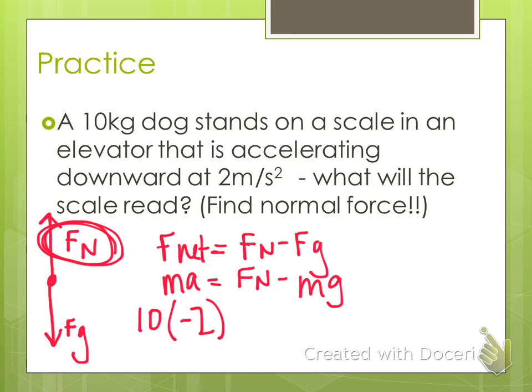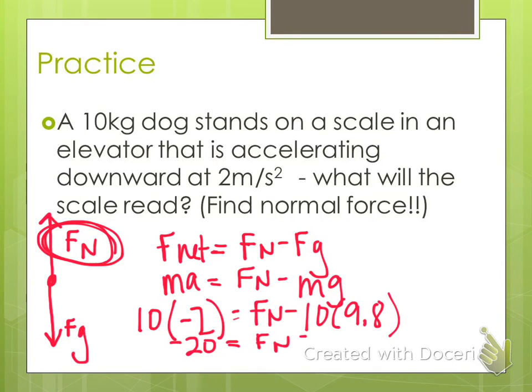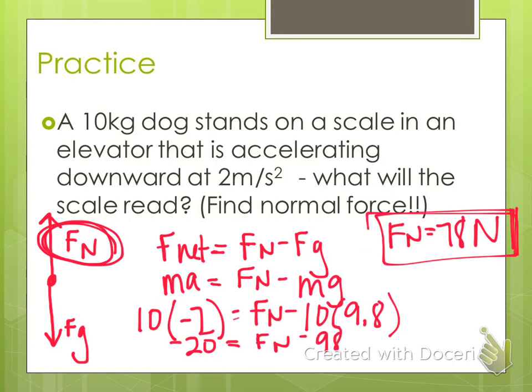As you're going downward in an elevator, you're taking some pressure off. You're going to seem like you weigh less. If you go up, then you're going to look like you weigh more. So as we go downward, it's going to appear as though this guy weighs less. Okay, so we got -20. So we've got to move that to the other side, which means our normal force is 78 newtons, not kilograms, newtons. So at rest, this dog would have looked like he weighed 98 newtons. When he's accelerating downward in an elevator, it looks like he weighs 78 newtons.